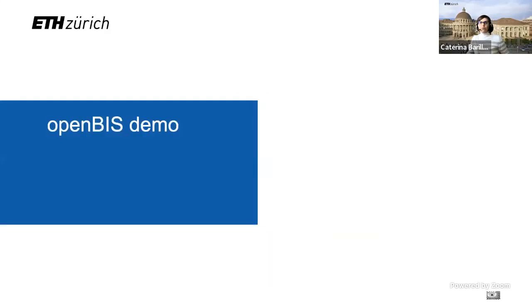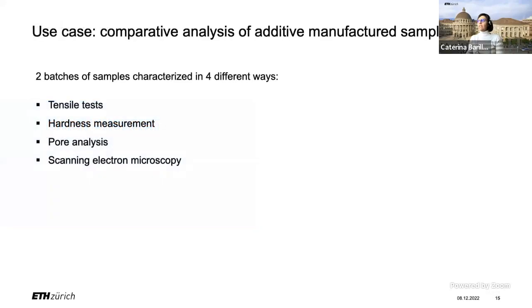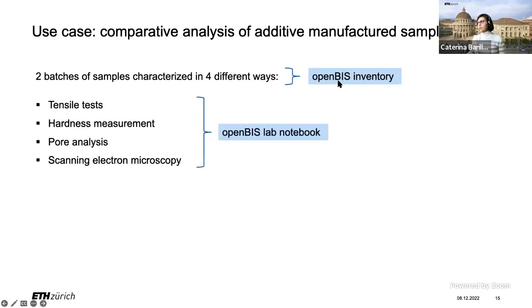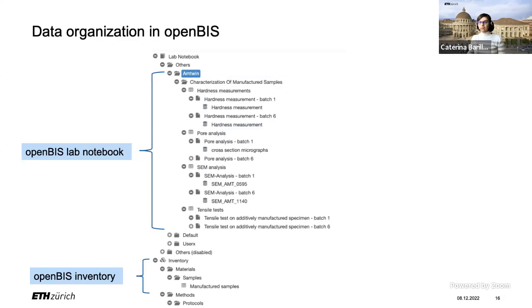And now I would like to move on to the demo part of this session. So this is essentially the use case that we have been provided, which was to essentially have two batches of samples that are characterized in four different ways. And the samples in openBIS would go to the inventory, and the four measurements essentially would go to the openBIS lab notebook. So this is how the structure actually looks like in openBIS.